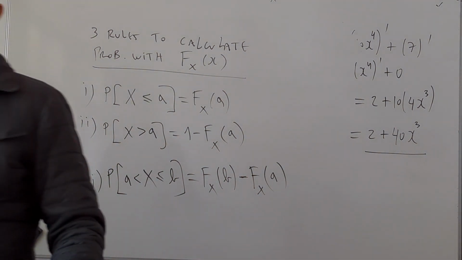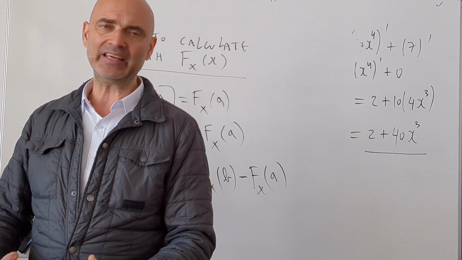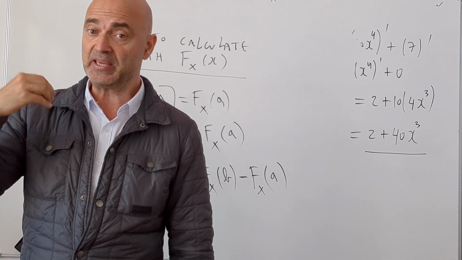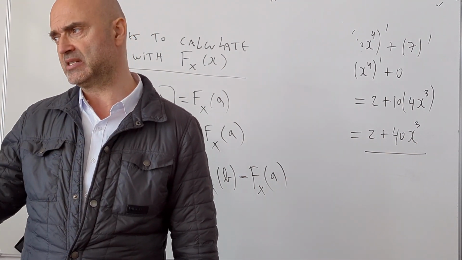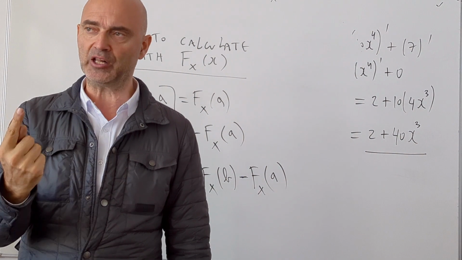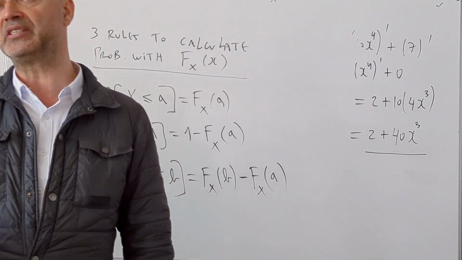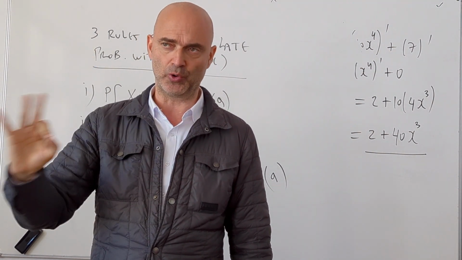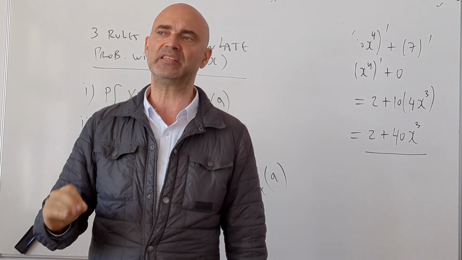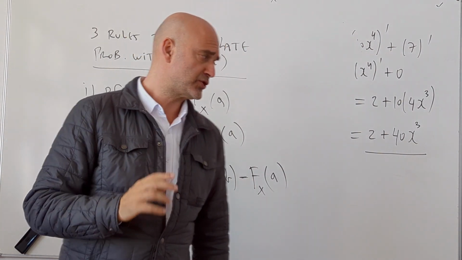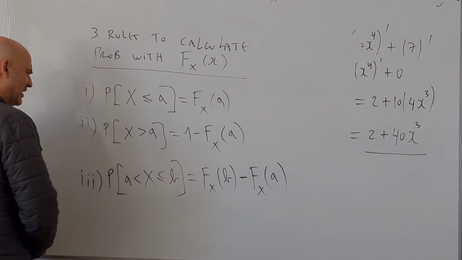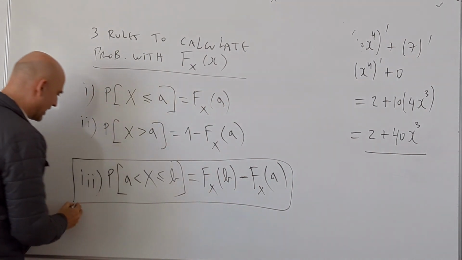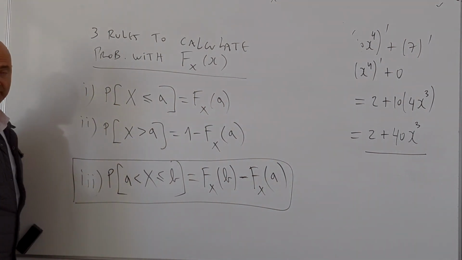We use only the distribution function to calculate probabilities in any interval. So with continuous random variables, we are dealing with probabilities in intervals, because it's impossible to give a probability to one specific value. By definition, the probability of one specific value in a continuous random variable is 0. So we deal only with probabilities in intervals. But why did I talk especially about rule number 3? I'm going to explain that now.